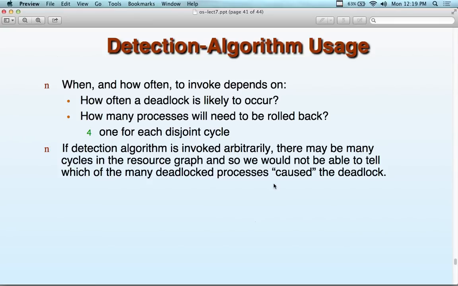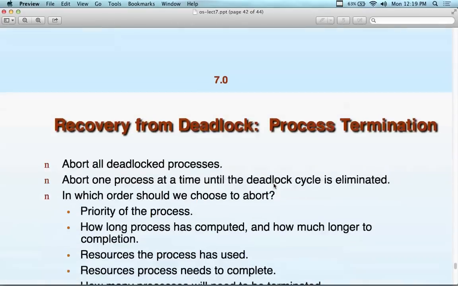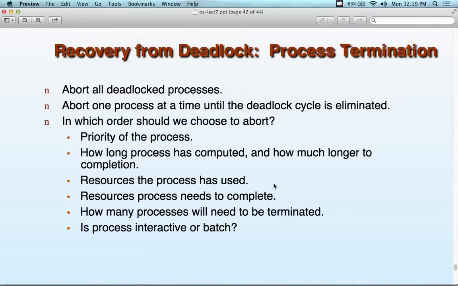One of them is causing the deadlock, one of them is not. Or one scenario is leading to it, the other one isn't, then we got a problem. And then recovery from deadlock is an issue in terms of process termination. We have corrupted data. What if the process is reading something? It's okay. What if it's writing something? Maybe not so okay. So abort all the deadlocked processes.